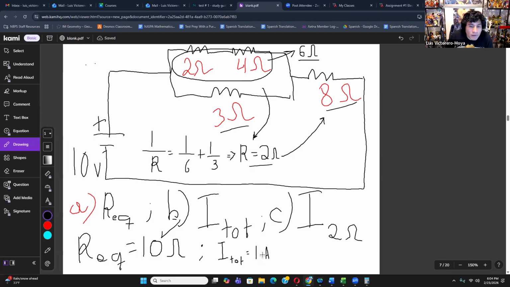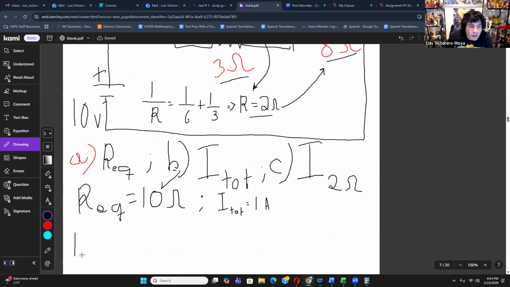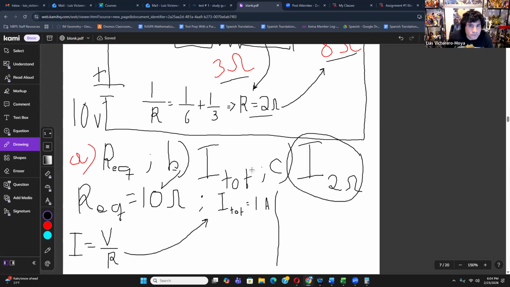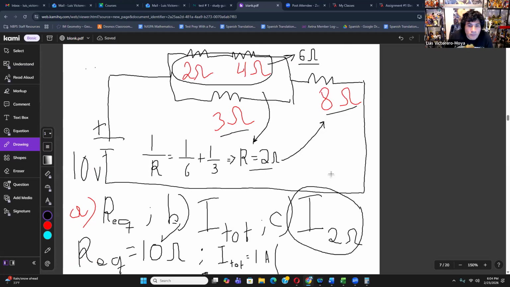How do I get 1 ampere? I is V divided by R. That's how you get 1 ampere: 10 volts divided by 10. Anybody got the current on 2? What's the current on 2 ohms?